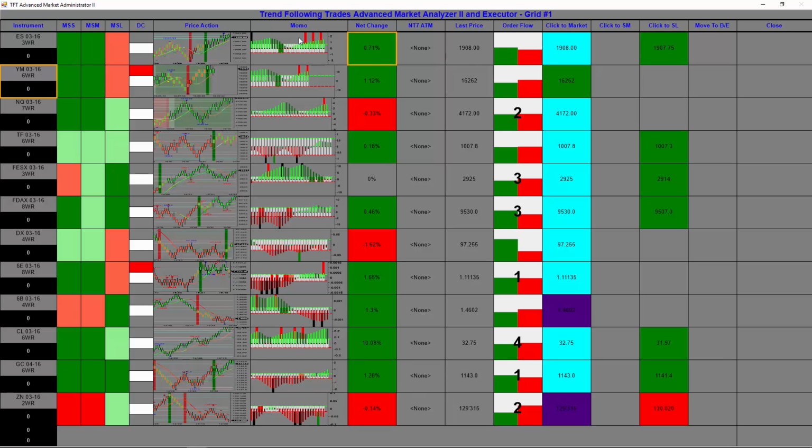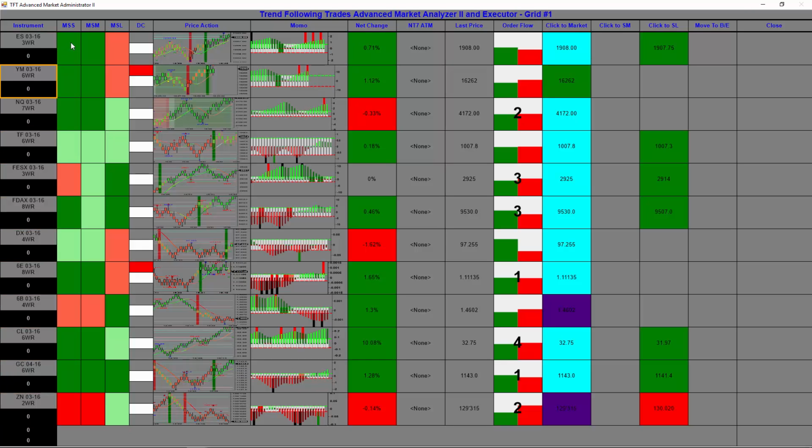So by just looking at this grid, I can tell you what's going on inside the market. We're looking at the first 6 markets, which are a host of indexes: the ES, YM, NQ, Russell, the FESX, which is the German Dow, the DAX. Then we go down into the dollar, then the euro, the British pound. Then we have oil, gold, and bonds, 10-year note. Okay, so pretty good snapshot of the market.